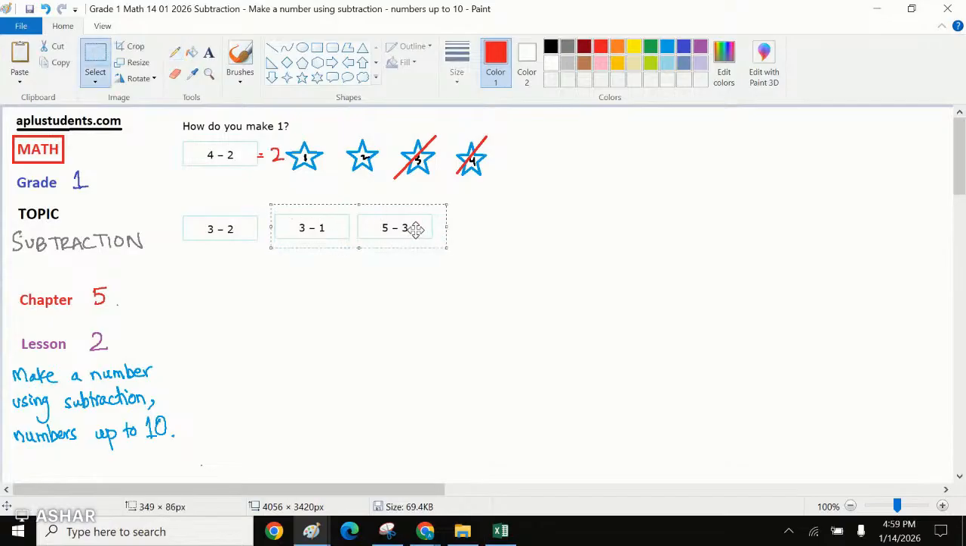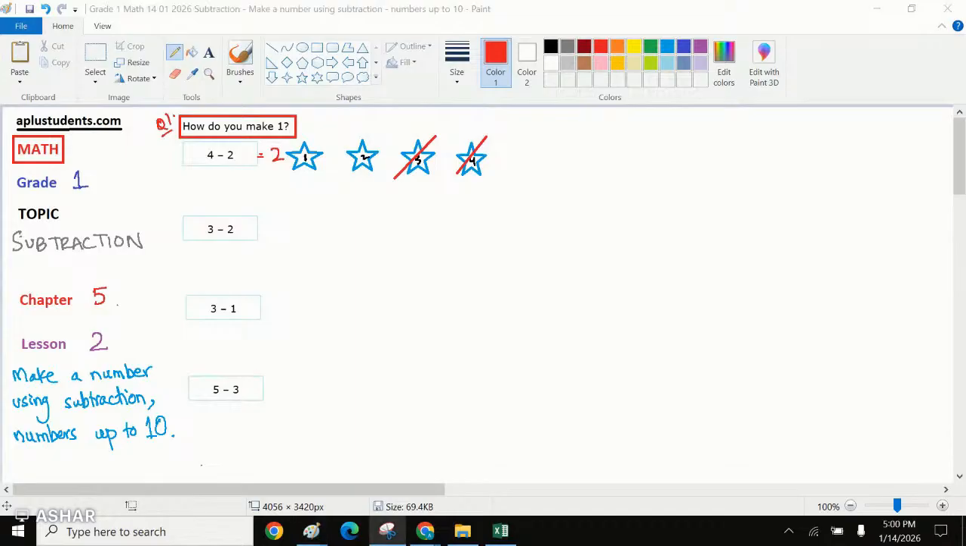The next one we have is 3 minus 2 and 5 minus 3. We just need to find which options will have 1 as the answer. How do you make 1? What is the difference between the two numbers? That is 1. We're just looking at the difference. Let's try another shape.